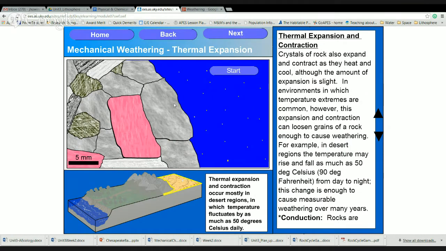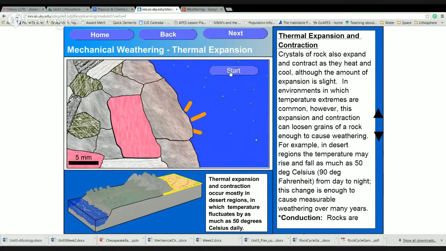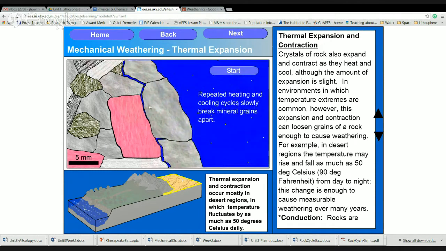So the next type is thermal expansion. That is when crystals of the rock itself expand and contract as they heat and cool. When it heats up, it will expand. Then when it cools, it'll contract, and those repeated expansions and contractions will push the mineral grains apart. So this is going to occur mostly in environments where there are extreme temperatures, like the desert.